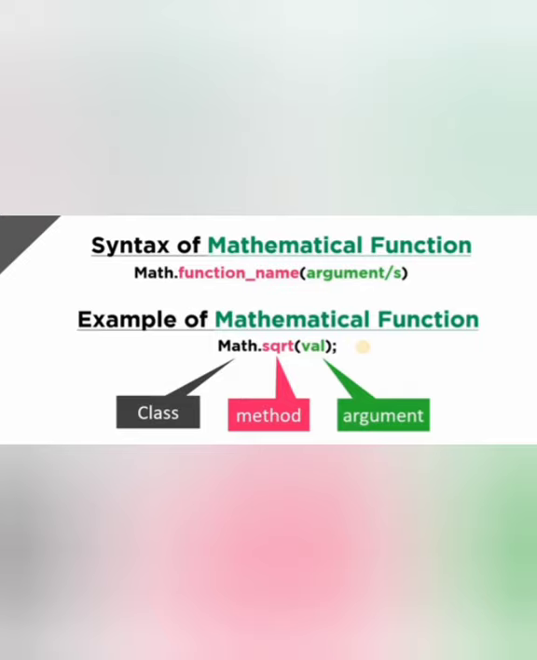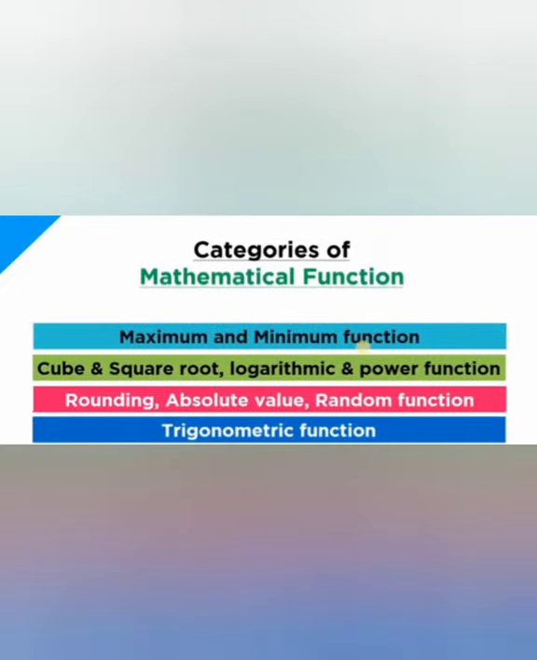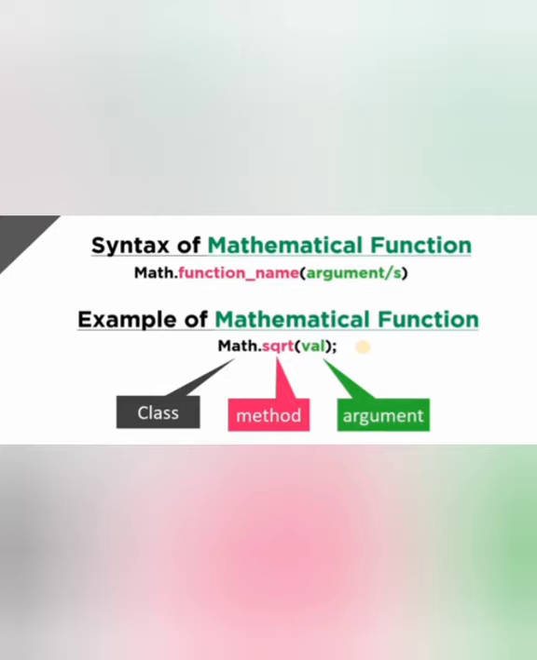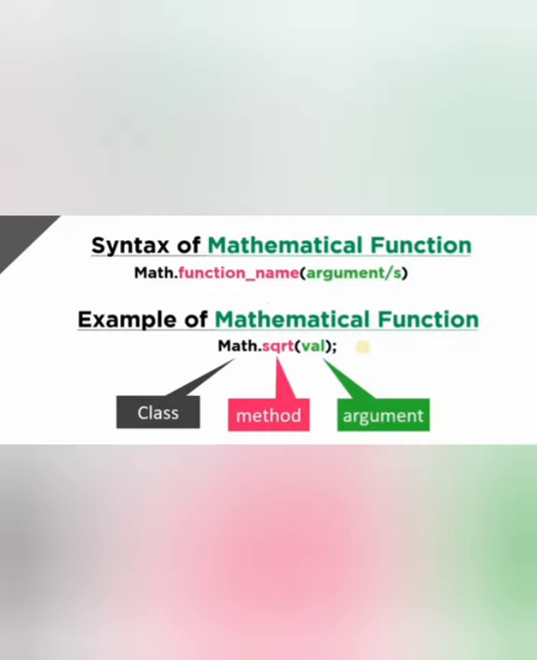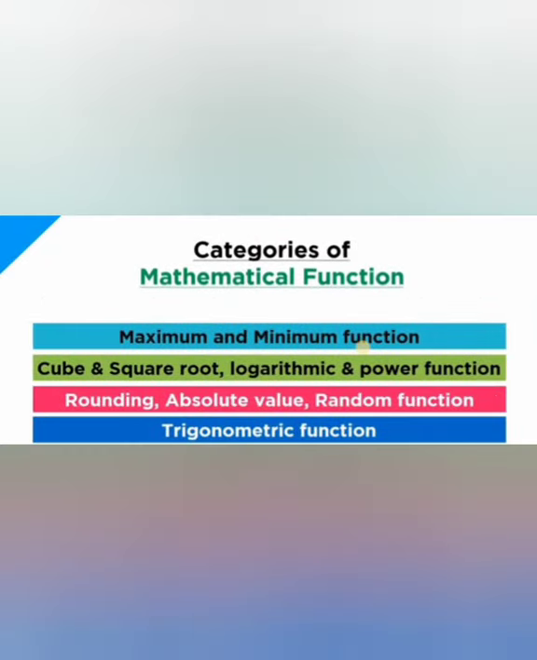Then there are so many other functions. The parameter or argument changes according to the function we are using. Here sqrt has only one argument. Then for maximum and minimum, two arguments are needed likewise. There are so many mathematical functions we need to study for doing our Java programming. Let us check some mathematical functions.